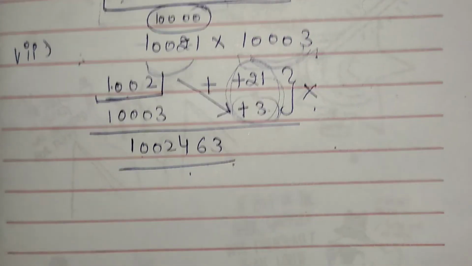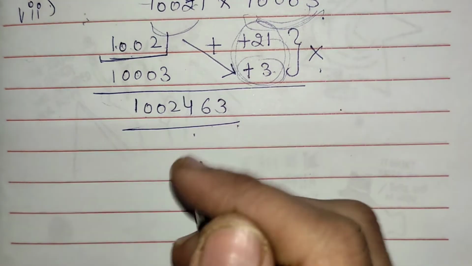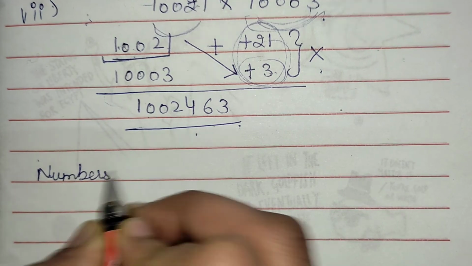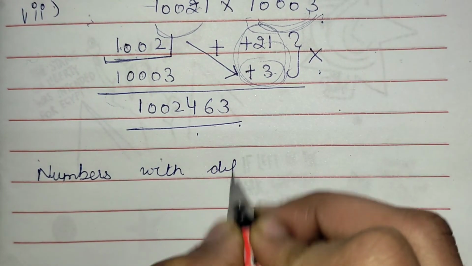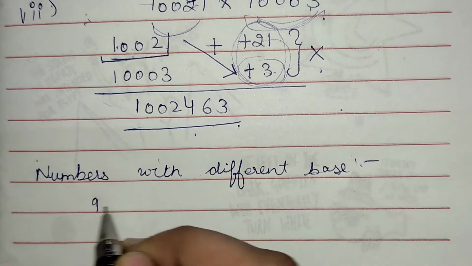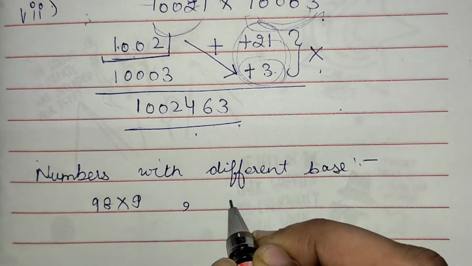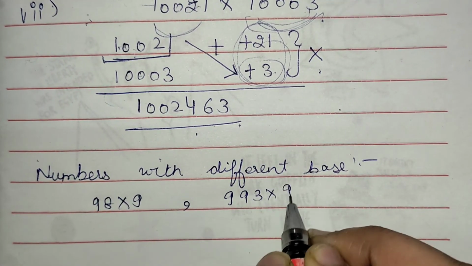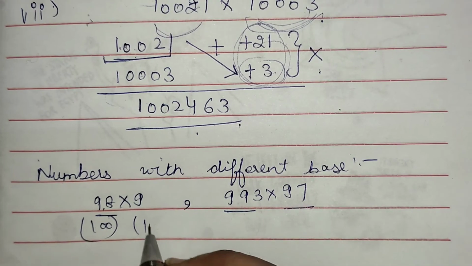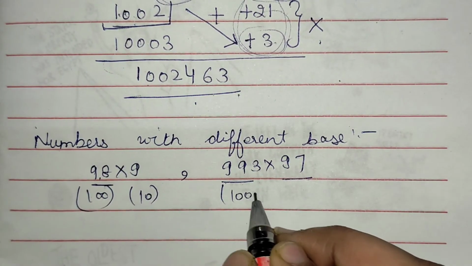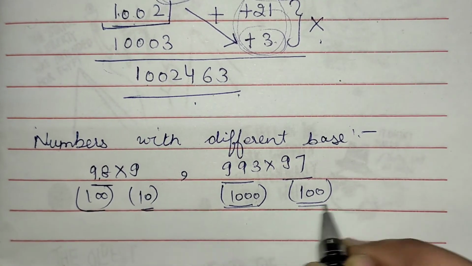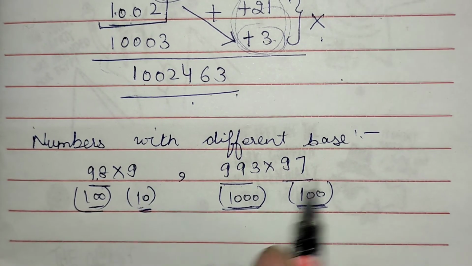Okay, so in this video, this much only. We will meet in the next video with the topic of when numbers with different bases are multiplied. Suppose my numbers are 98 into 9, 993 into 97. So you can see that this is near to 100 and this value is near to 10. This value is near to 1000 and this value is near to 100. So how are we going to solve these kinds of calculations within a few seconds?